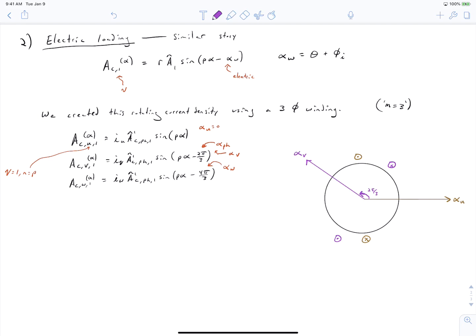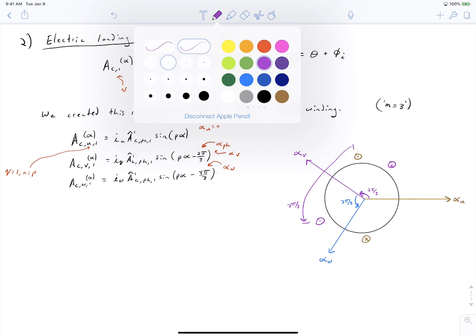And phase V occurred 2 pi by 3 radians later. So the same winding, but just shifted 2 pi by 3. And phase W occurred 2 pi by 3 radians after phase V. Now, this again was drawn for an equivalent 2-pole machine.